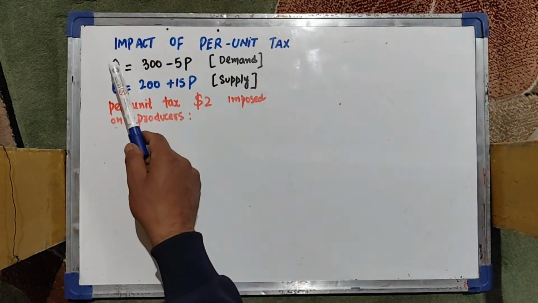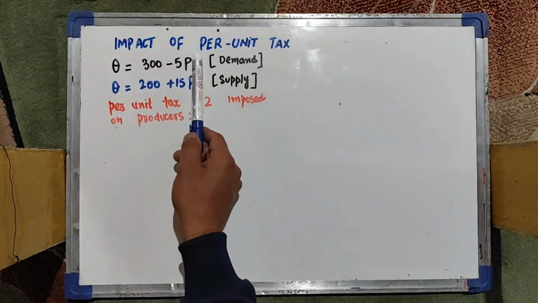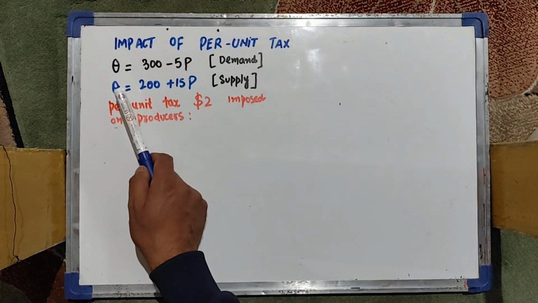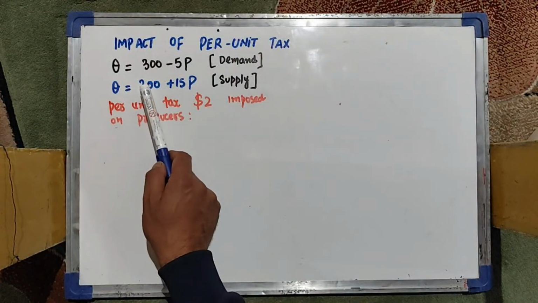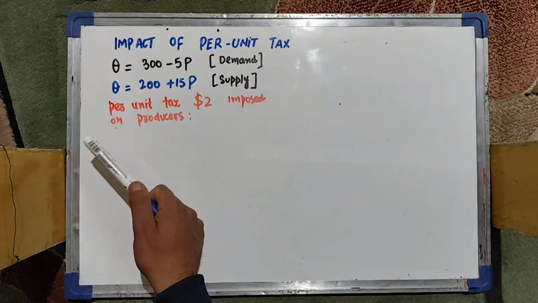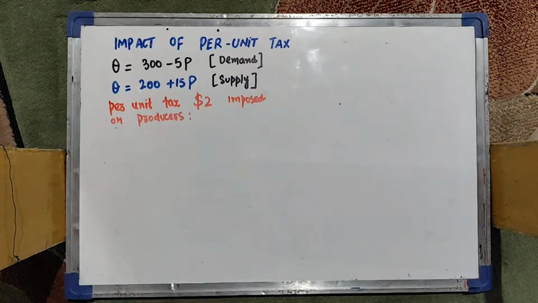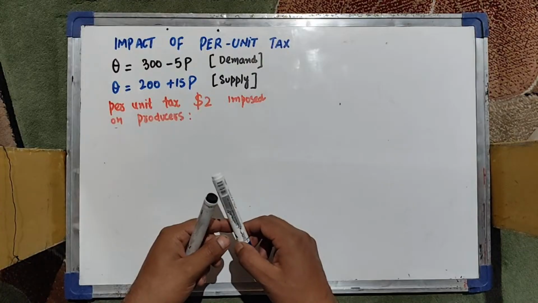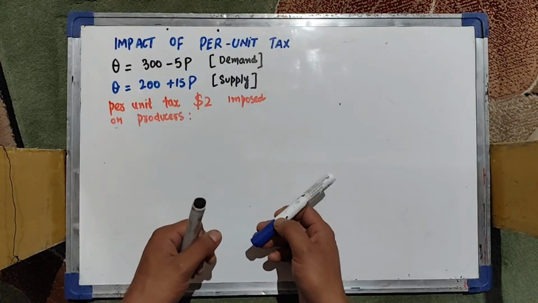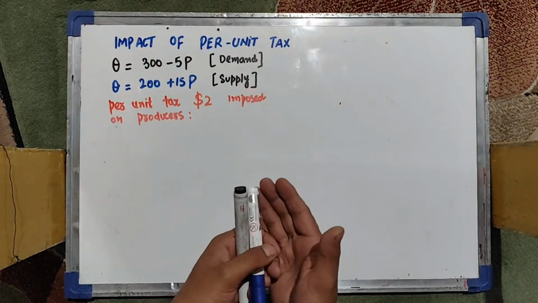So we have the demand function, that is quantity demanded is equal to 300 minus 5p. Q is the quantity, p denotes the market price. This is our demand function. Also we have the supply function, that is Q is equal to 200 plus 15p, which is our supply function. Now a per unit tax of $2 is being imposed on the producers, and we need to find out the impact of this per unit tax on the equilibrium price, and how much consumers pay and how much producers receive.